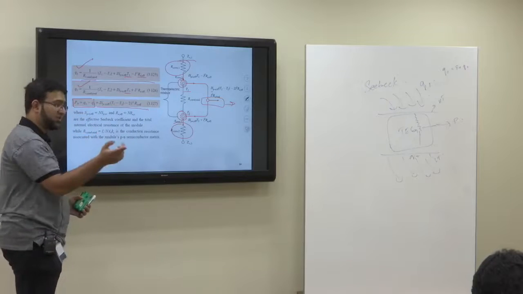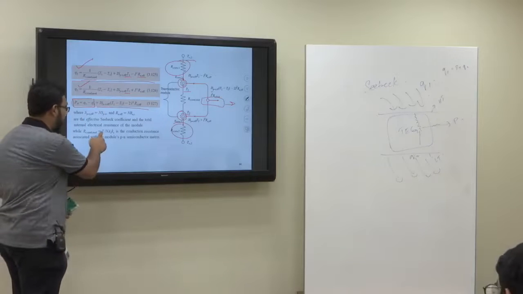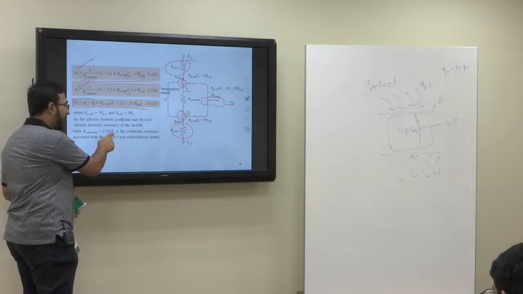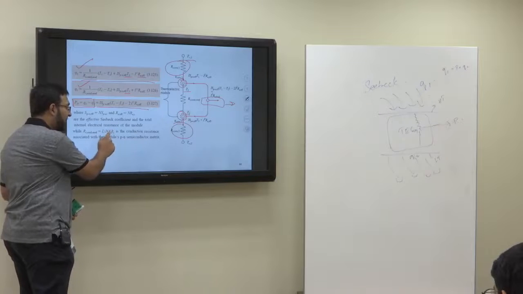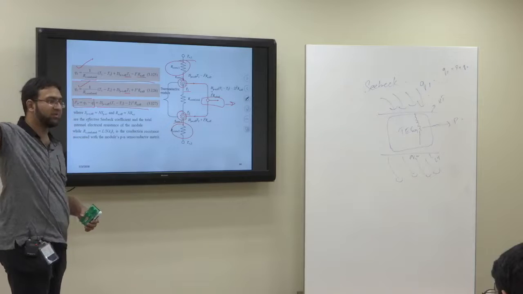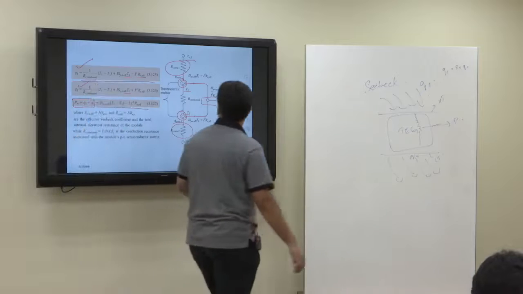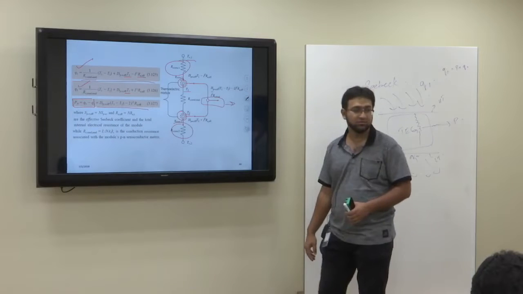R conduction, as you said, will be L upon kA. But A will be the cross-sectional area of a single semiconductor multiplied by the number of semiconductors you have. So this will be the formulation here. Is it clear?